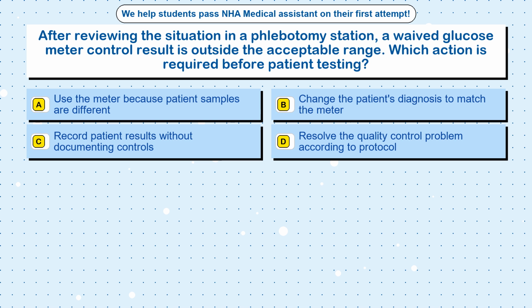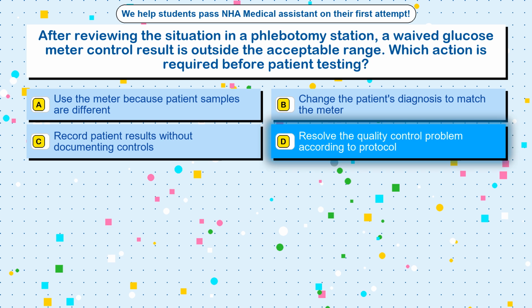Question 61. After reviewing the situation in a phlebotomy station, a waived glucose meter control result is outside the acceptable range. Which action is required before patient testing? Option A, use the meter because patient samples are different. Option B, change the patient's diagnosis to match the meter. Option C, record patient results without documenting controls. Option D, resolve the quality control problem according to protocol. The correct answer is option D, resolve the quality control problem according to protocol.